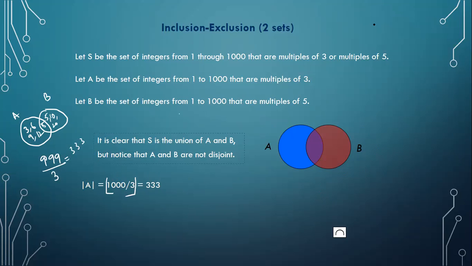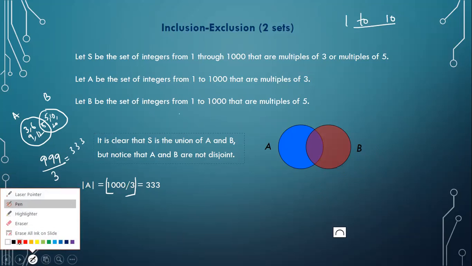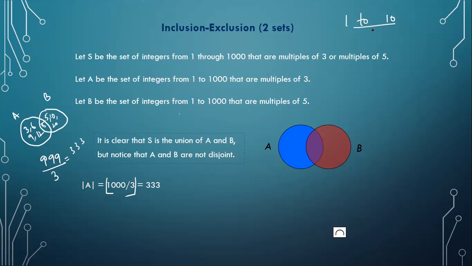If you're not understanding this, consider a simple example from 1 to 10. How many multiples of 3 exist from 1 to 10? You will have 3, 6, 9, so there are 3 multiples. To find that directly, you divide 10 by 3 and take the floor value. 10 by 3 gives 3.33 something, and the floor value is 3. So there are 3 multiples in total. In the same way, for 1000, you divide 1000 by 3 and take the floor value.